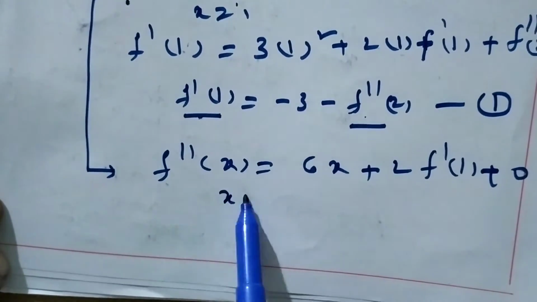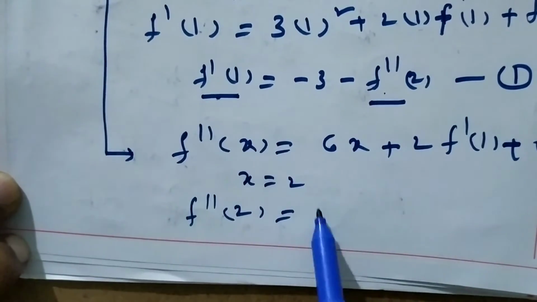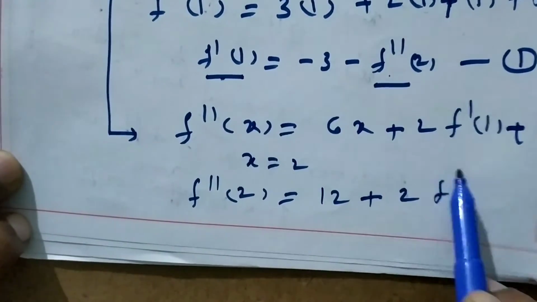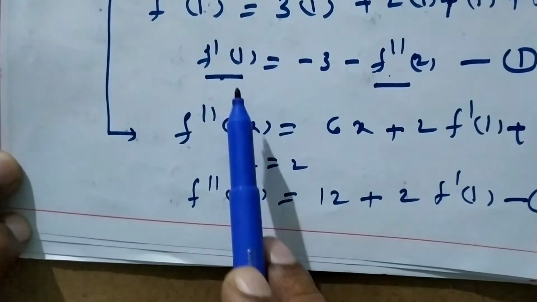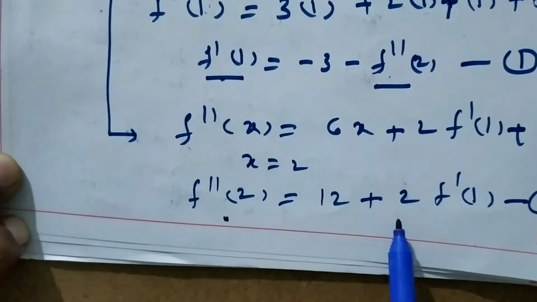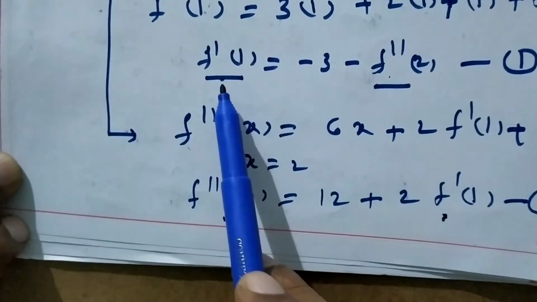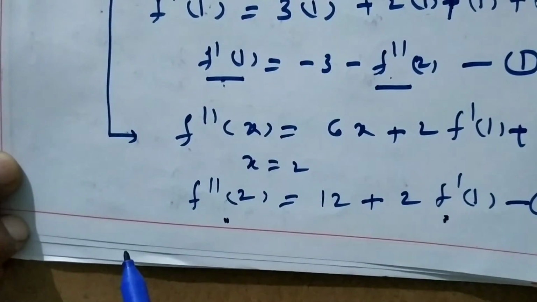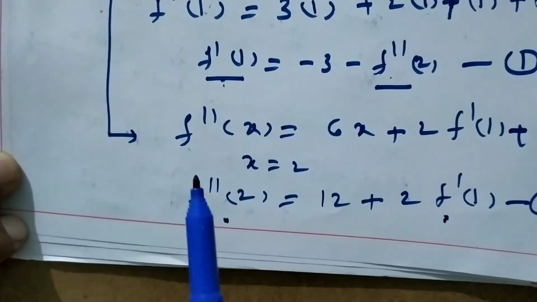So here is the relation between f''(2) and f'(1). If we put x = 2, then f''(2) = 6 × 2, which is 12, plus 2 f'(1). Let this be equation 2. Equation 1 relates f'(1) and f''(2); equation 2 relates f''(2) and f'(1). Let them be x and y; they can be solved from these two equations. Ultimately we get f'(1) and f''(2).